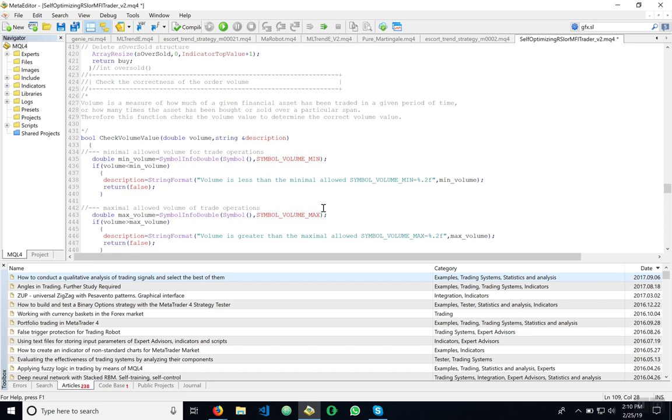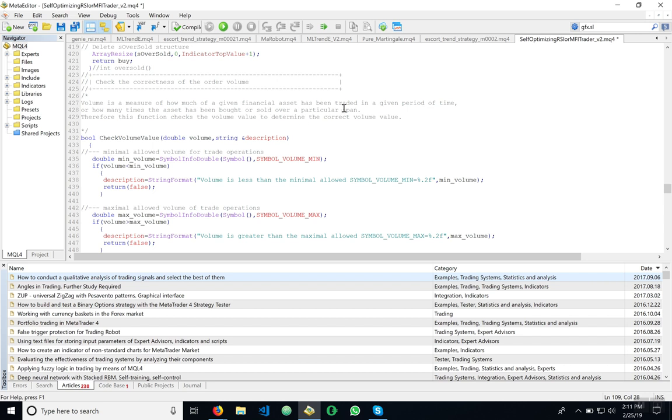Now let's look at one of the next functions, which is a criteria function before the trade can be executed. And this function is called the check volume value. Volume is a measure of how much a given financial asset has been traded in a period of given time, or how many times an asset has been bought or sold, as we can see here, explained here.